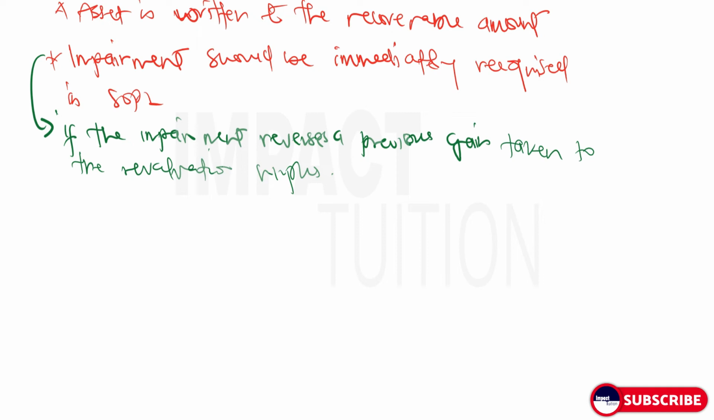So if we've previously recognized a gain in a revaluation surplus account, the impairment on the asset will be used to reduce the revaluation surplus until it is exhausted. Then any excess will be recognized in the statement of profit or loss.